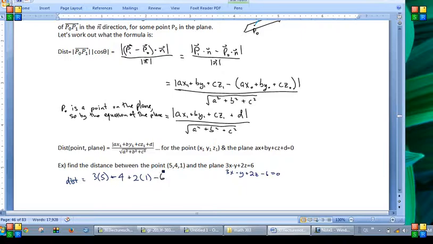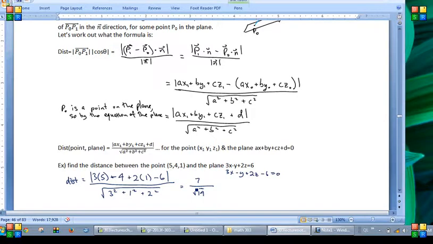So minus 6. And we want the absolute value of that because we want a distance, divided by the magnitude of our normal vector. So over the square root of 3 squared plus 1 squared plus 2 squared. And so that works out to be 15 minus 4 is 11, plus 2 is 13, minus 6 is 7. So 7 over the square root of 14.